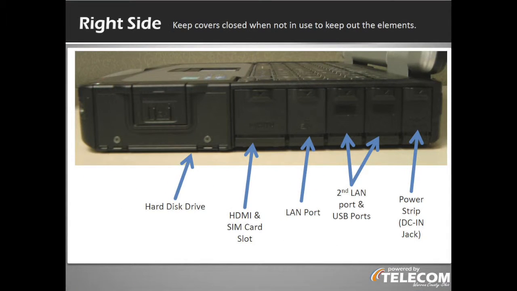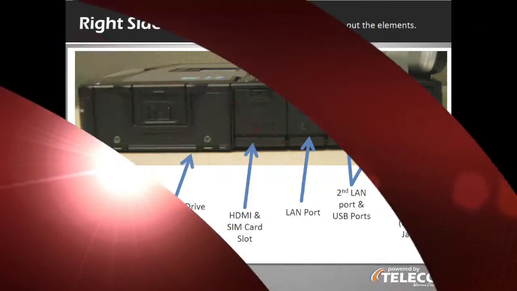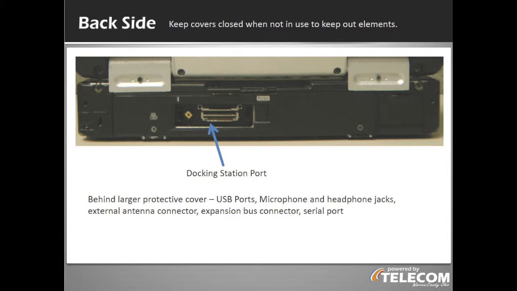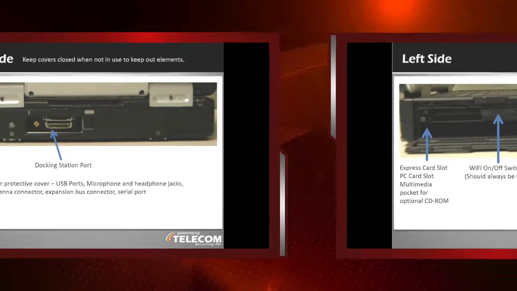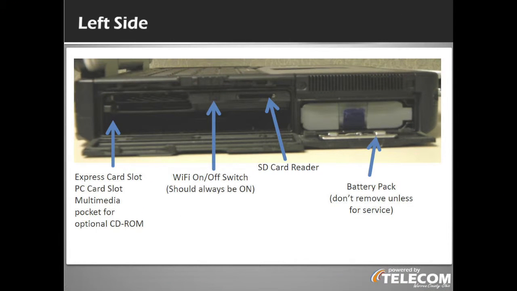Turning to the right are six enclosures that should remain covered when not in use. They include slots for the hard disk drive, HDMI and SIM cards, LAN ports, USB ports, and the power cord. On the back side, there is a small slider window which reveals the external antenna connector and the docking station port. Open the entire back panel and you'll see USB ports, microphone and headphone jacks, expansion bus connector, and a serial port. On the left side is the battery pack, which you should not remove unless for service, and a multimedia pocket for express cards, PC card, your Wi-Fi switch, and an SD card reader.